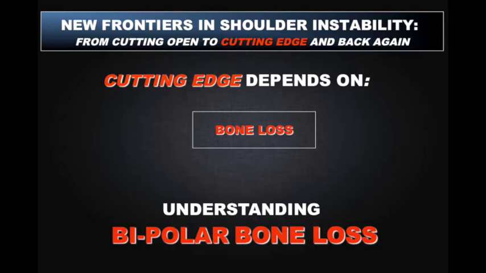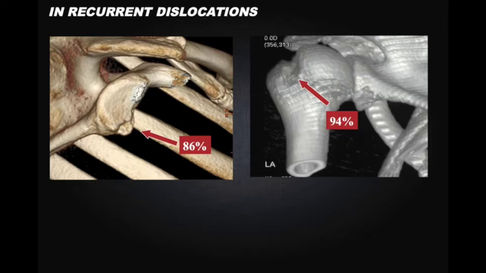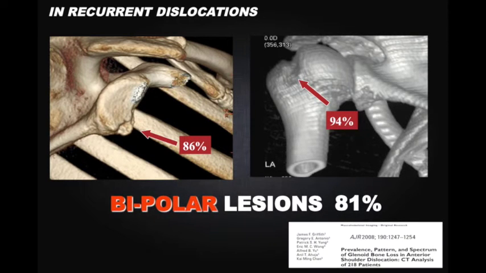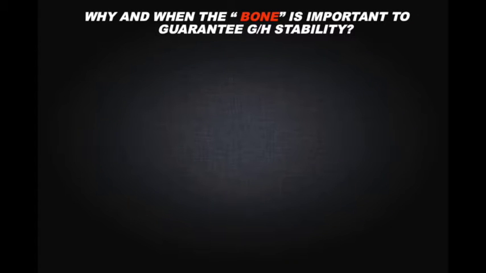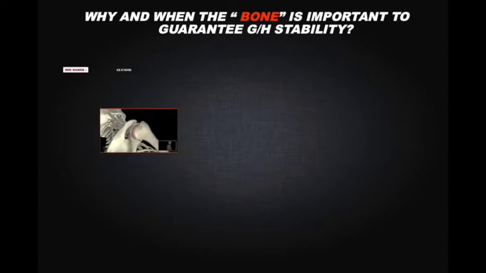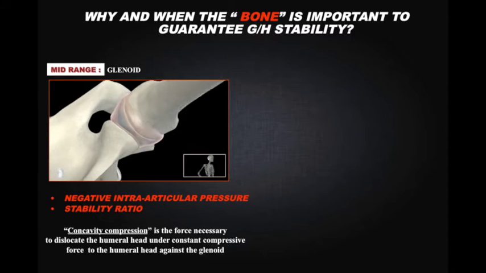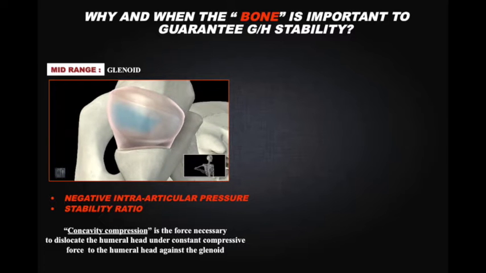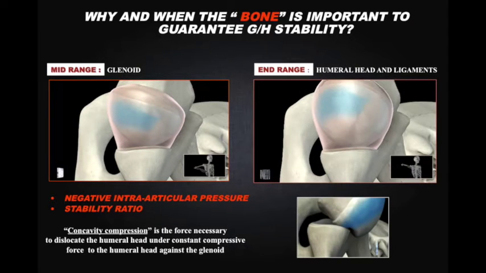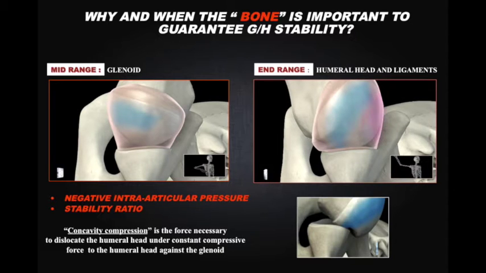To interpret the bone loss and manage to quantify it and understand its role in a possible surgical failure, it is necessary to clarify exactly what is meant by bipolar lesion. In recurrent dislocations, glenoid bone lesions are described in literature as being present in around 86% of cases, Hill-Sachs lesions in around 94% of cases, and bipolar lesions in 81%. Why is bone tissue important in glenohumeral stability? Bone tissue is particularly important in the mid-range, intermediate stability, in which joint stability is guaranteed by the negative intra-articular pressure and stability ratio, while at the extremes, end range, the stability is supported by the capsulo-ligamentous complex.